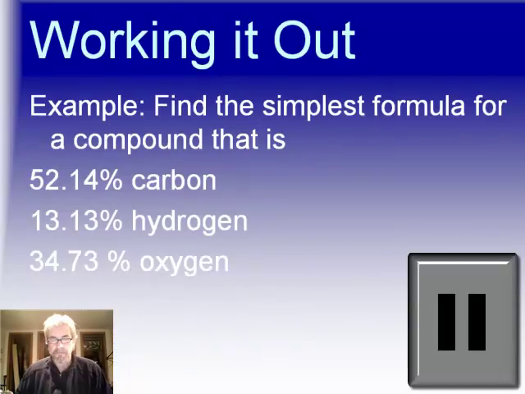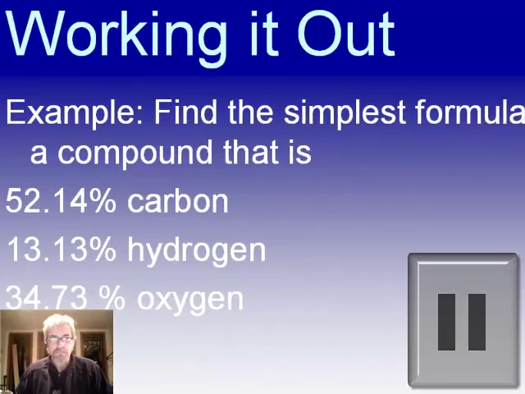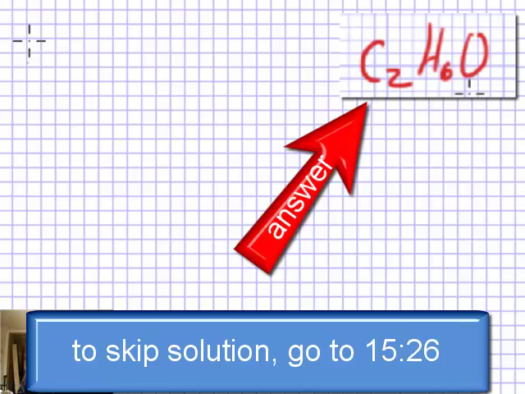Okay, you try one. Stop the video and try to find the simplest formula for this compound. It's 52.14% carbon, 13.13% hydrogen, 34.73% oxygen. I'll bring you an answer, but you want to try this out yourself first and see if you can do it.